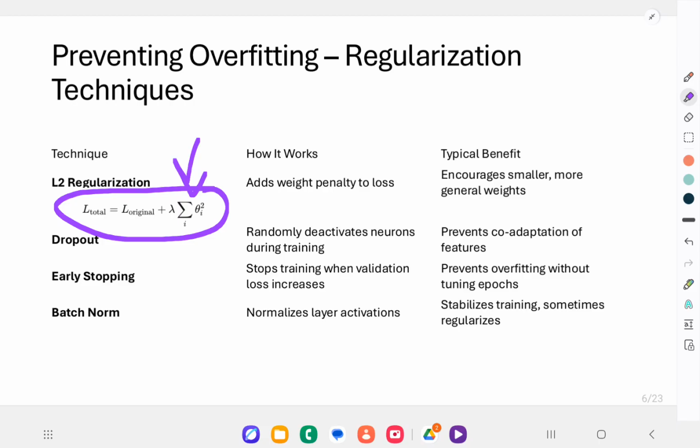This way, the penalty will grow with the size of the weights, right? So the idea is to discourage the network from learning large weight values. Why do we need that? Because large weights tend to make the model overly sensitive to inputs, which can lead again to overfitting, okay?